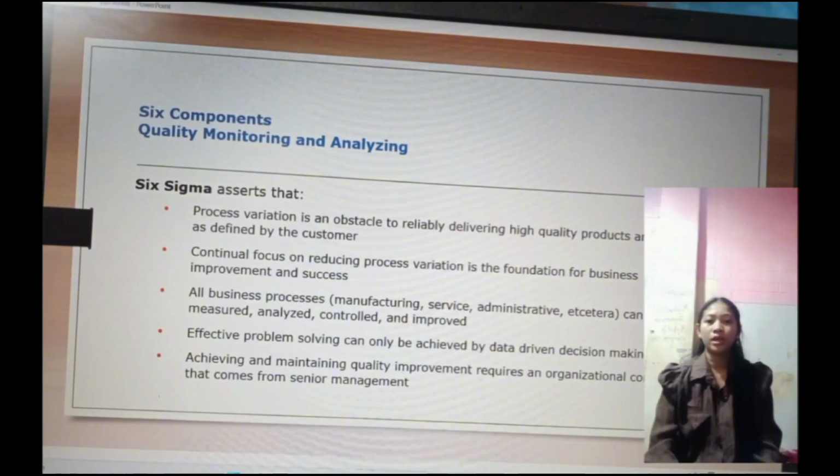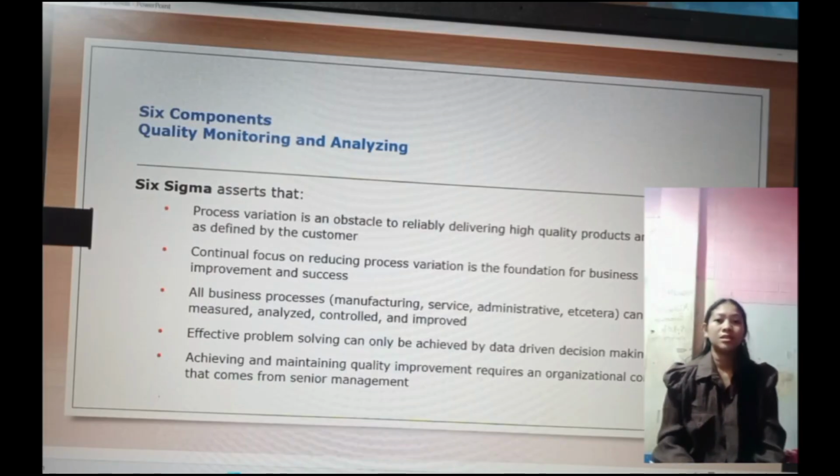Effective problem solving can only be achieved by data-driven decision making. Six Sigma emphasizes the use of data and statistical analysis to identify the root causes of problems and develop effective solutions. Example, a call center uses data analysis to identify the most common reasons for customer complaints and then implements targeted training programs to address these issues, resulting in improved customer service.